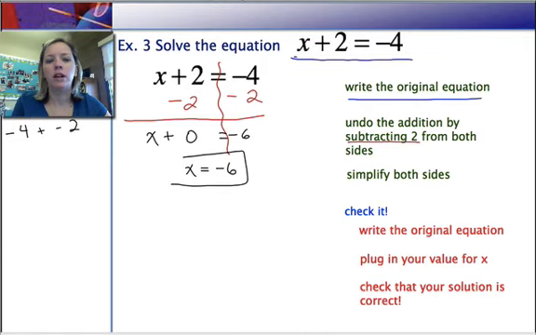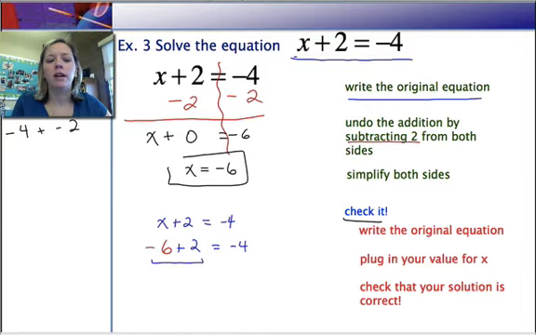Okay, we're not done. We've got to check it. So we start by writing the original equation. x plus 2 equals negative 4. I plug in my value for x. My value was negative 6. And then I rewrite the rest of the equation. So negative 6 plus 2 equals negative 4.